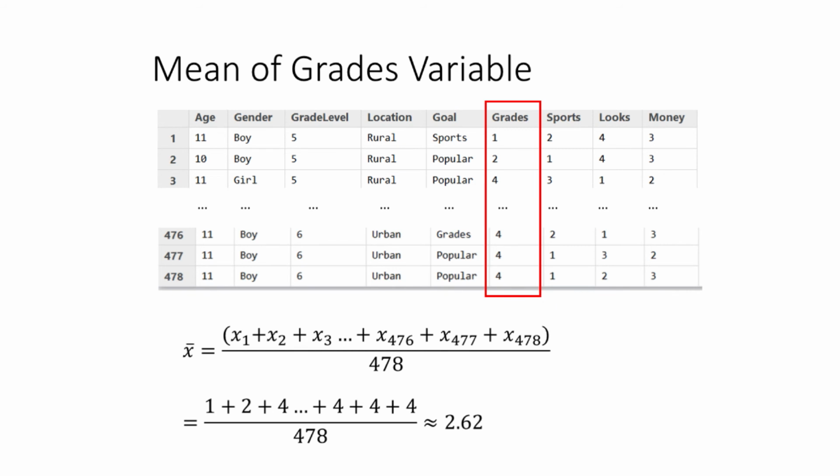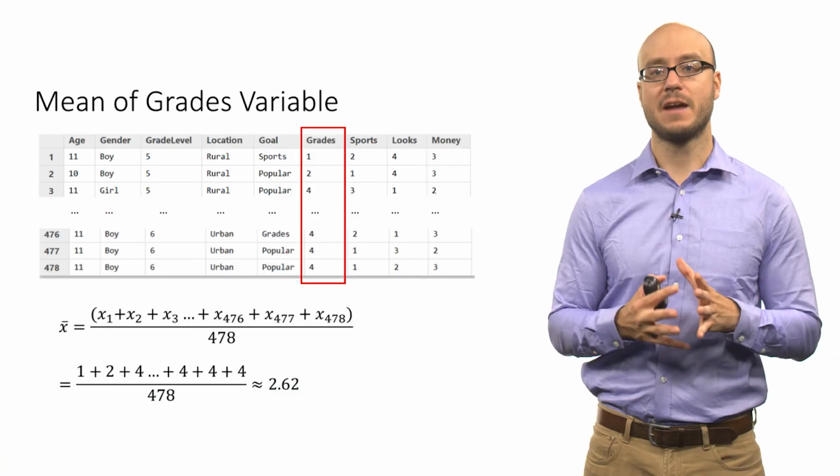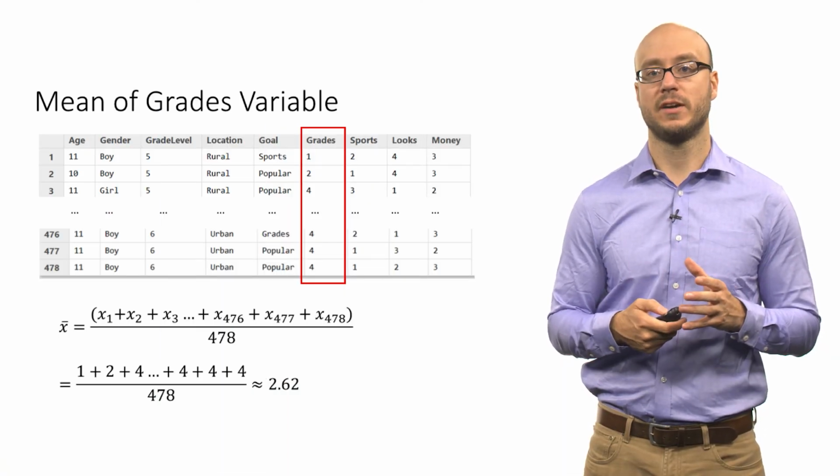Now, you wouldn't actually have to add up all 478 values, but you could if you had enough time. That's what makes computers great, though, because computers can do this very quickly. All the computer's doing, in essence, is adding up all these values and dividing by the total sample size. When we do that, we get this value of 2.62. That's the average ranking for the grades variable.